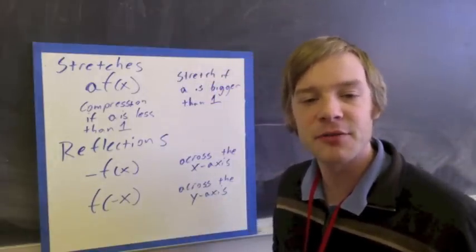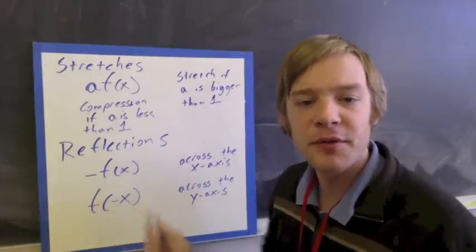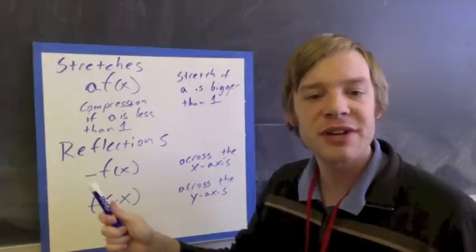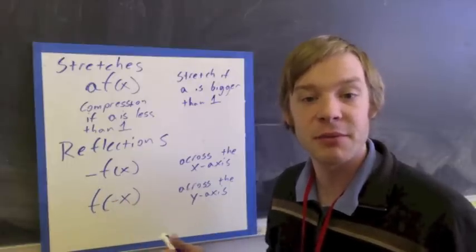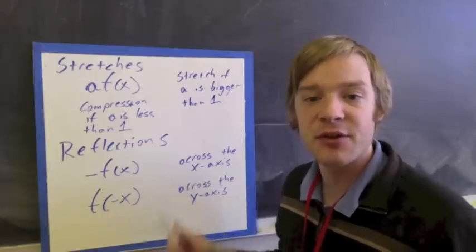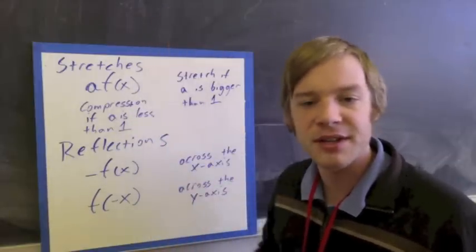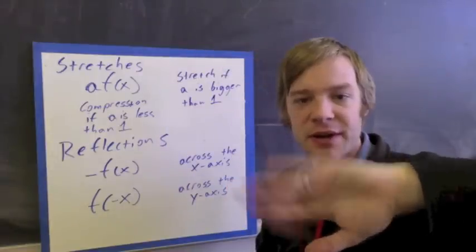The last type of transformation we have is called a reflection. Both of these are going to involve negative numbers, and the first type is when we just have a negative on the outside. So we have multiplied our function by a negative number. And this is a reflection across the x-axis. So it's reflecting top to bottom like this. It would basically flip from the top down this way.